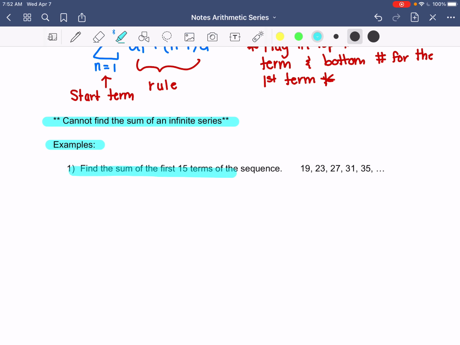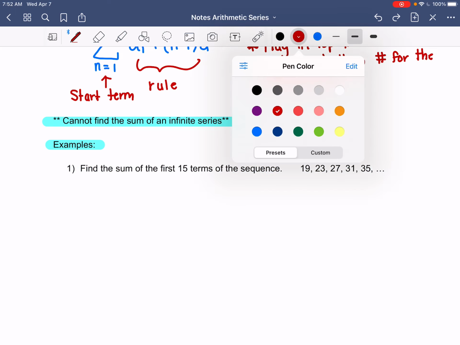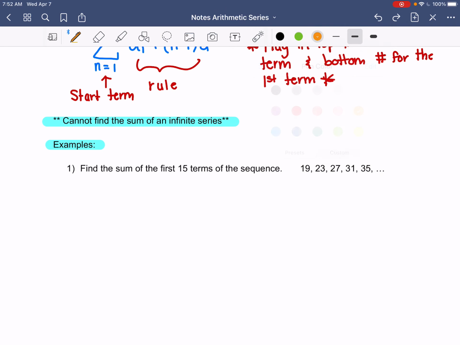So write down examples, and the first one says find the sum of the first 15 terms of the sequence 19, 23, 27, 31, 35. I think it's the same sequence we looked at yesterday. Okay, so first, we're trying to find the sum. Sum of n number of terms is equal to, we're going to write down the formula again so that we can try to commit it to memory. You need to know the number of terms. That's your n. It tells us right here that that's the first 15 terms. So our n is 15. That's what we're going to plug in.